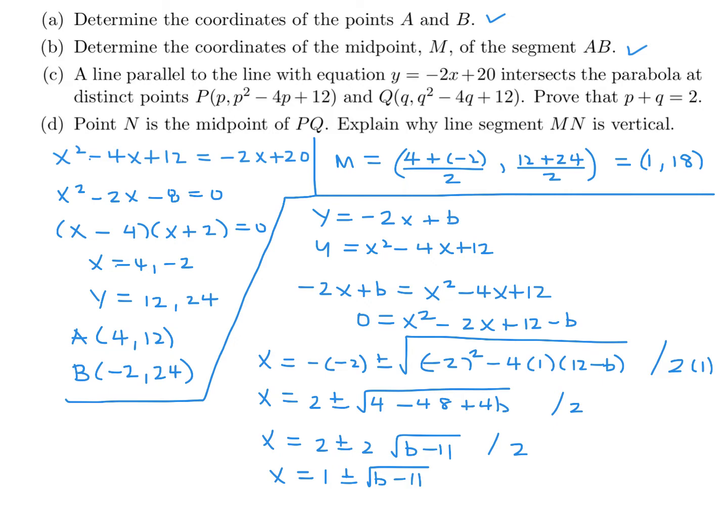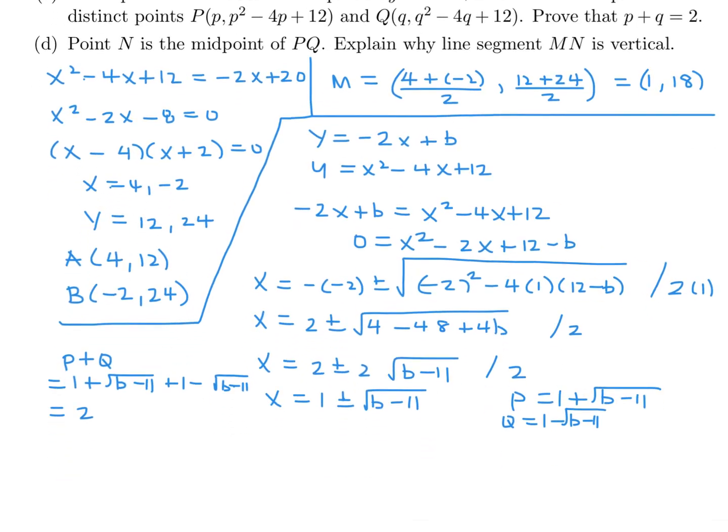So, for example, we can just say that P is equal to 1 plus the square root of b minus 11, and then Q is equal to 1 minus the square root of b minus 11. So P plus Q, if we add them, will be 1 plus the square root of b minus 11 plus 1 minus the square root of b minus 11. And that just becomes 2. So there you go. Okay, that wasn't so bad. I thought it would be a little bit harder than that, but okay, no problem.